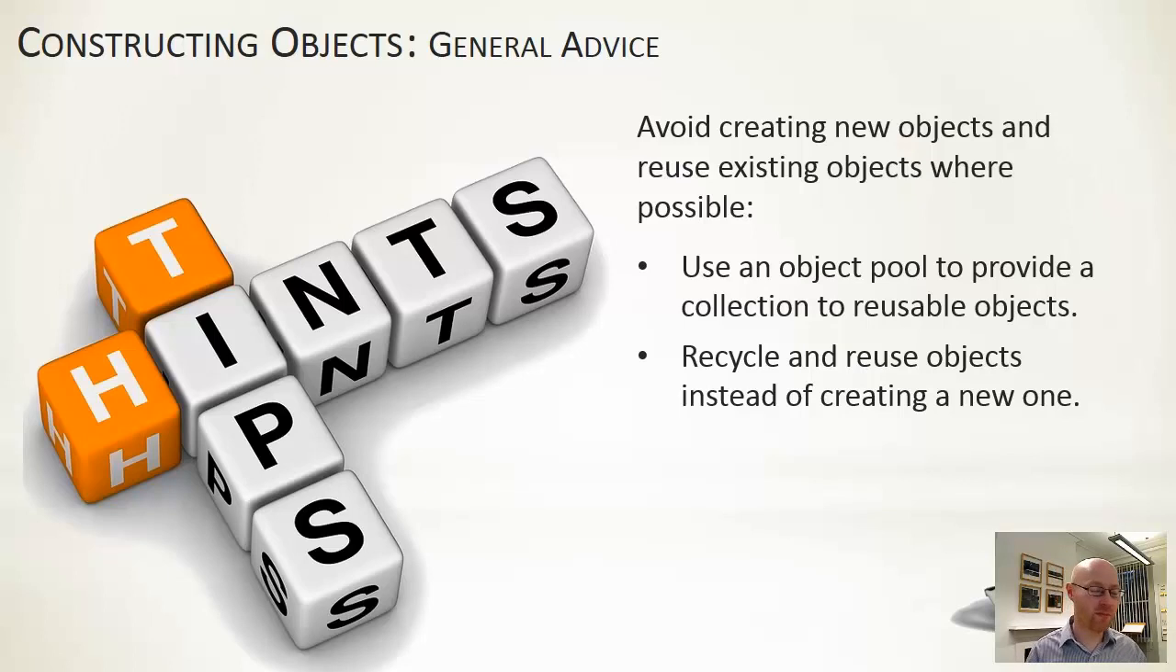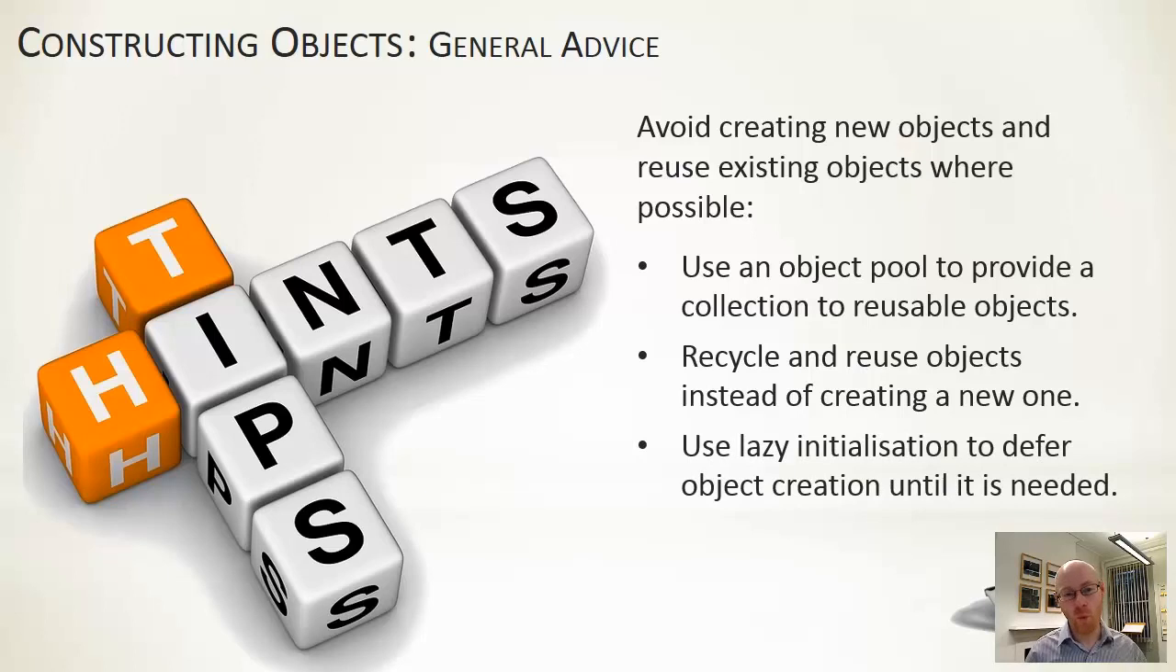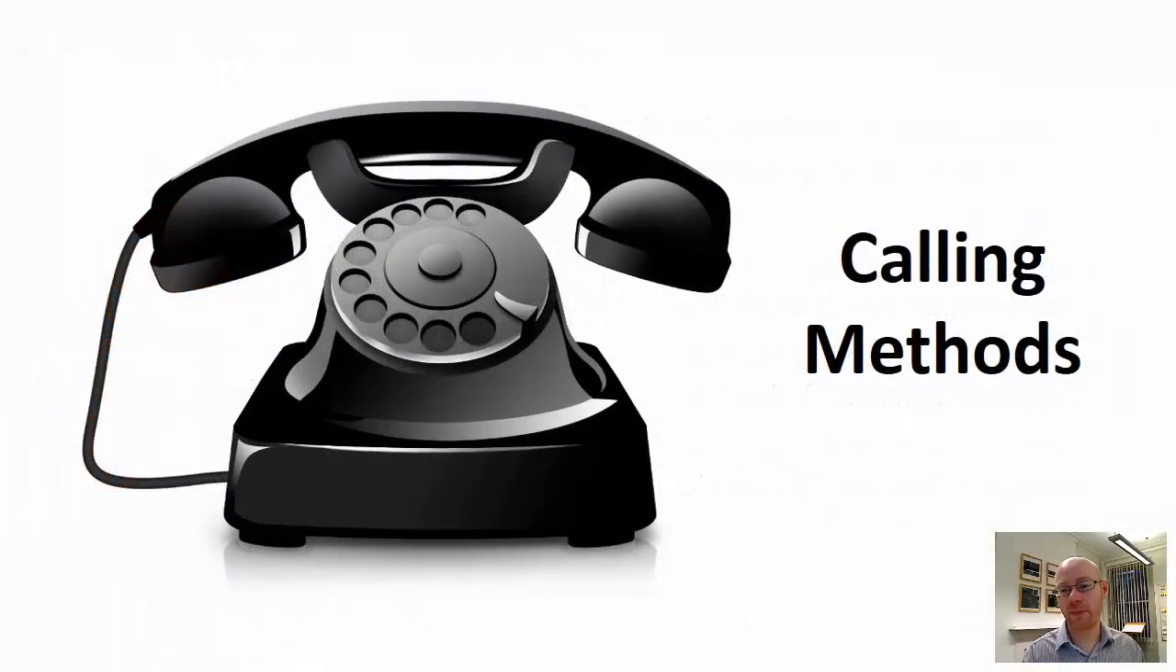The last one is what we've already mentioned so far: use lazy instantiation. So wait until I really, really need to use that object, particularly if it's conditional that I may not need to use it, before actually incurring the cost of creating the object. Next up, we're going to have a look at calling methods and some of the ways we can optimize this.